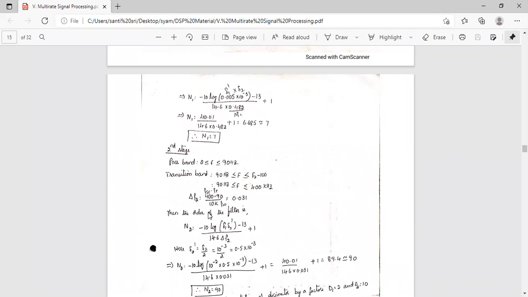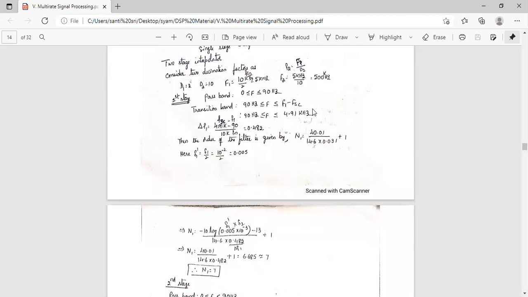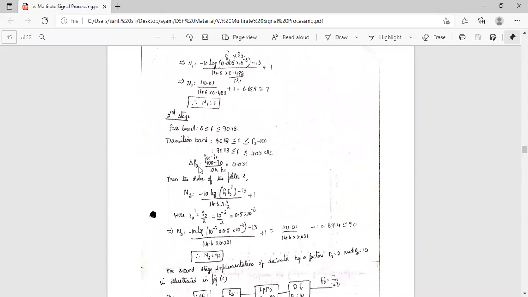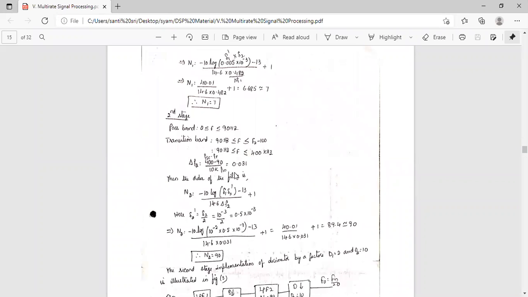In the same manner, we find n2 for the second stage. The passband range is from 0 to 90 Hz. The transition band is 90 Hz to F2 minus 100. F2 is 500, so 500 minus 100 gives 400. Delta F2 equals (400 minus 90) by 10, that is 0.031. The order of the filter is minus 10 log (delta 1 and delta 2 dash) minus 13 by 14.6 delta f2, where delta 2 dash is equal to delta 2 by 2.